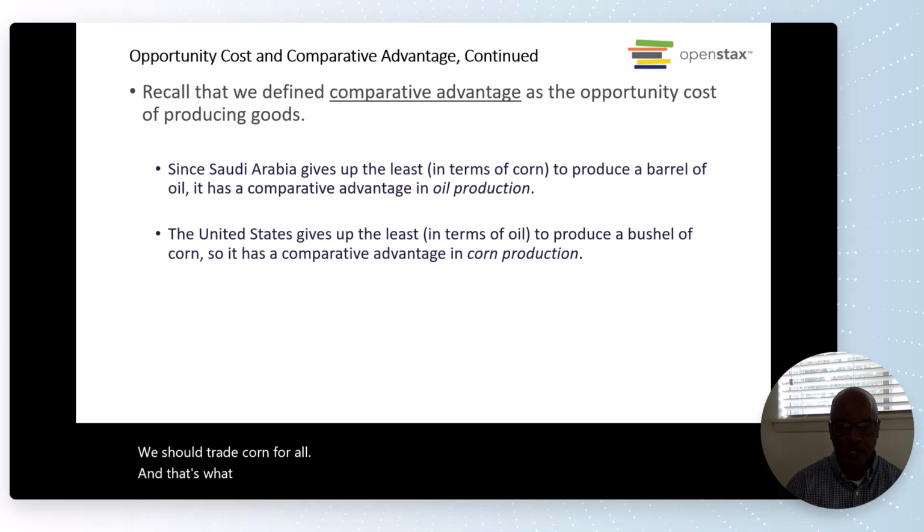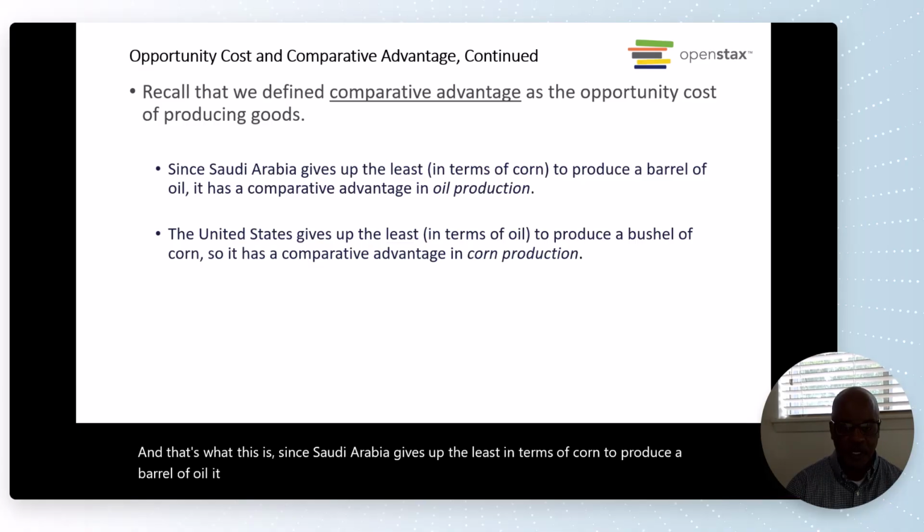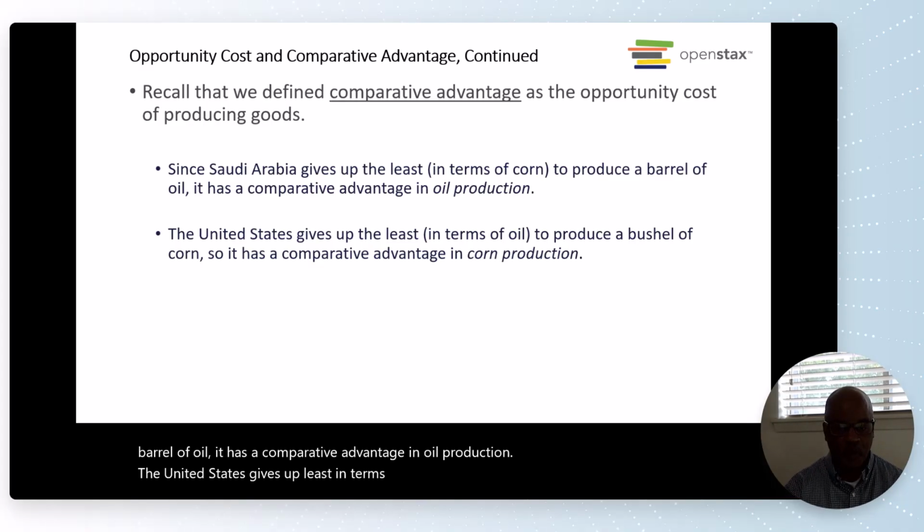Since Saudi Arabia gives up the least in terms of corn to produce a barrel of oil, it has a comparative advantage in oil production. The United States gives up the least in terms of oil to produce a bushel of corn. So it has a comparative advantage in corn.